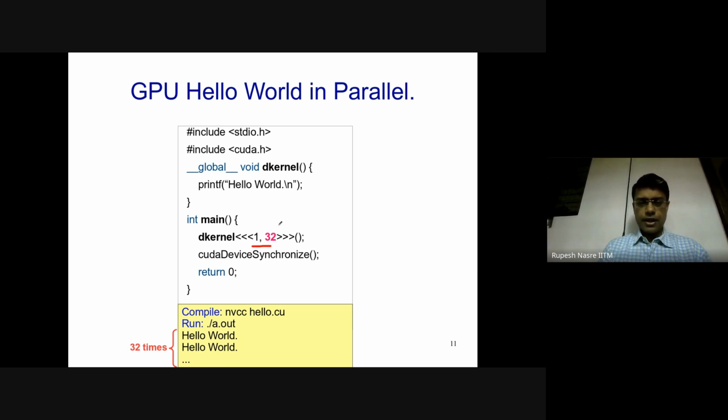So we are saying that 32 threads can execute this particular printf. Note that there is no for loop. So when we launch a kernel, we specify the number of threads, and each thread executes the body of the kernel. Each thread executes the body of the kernel. Therefore, there is no for loop. That for loop is kind of indicated in the launch configuration.